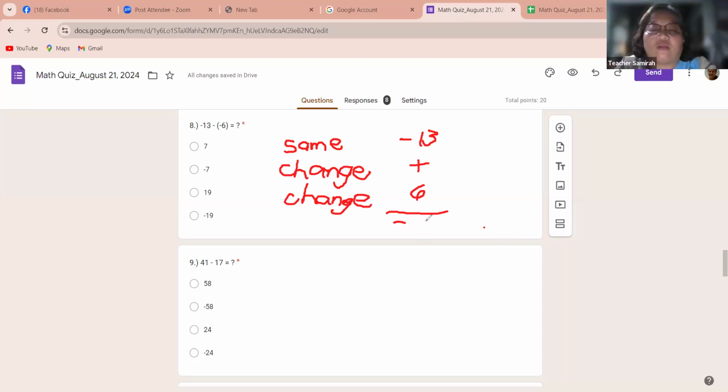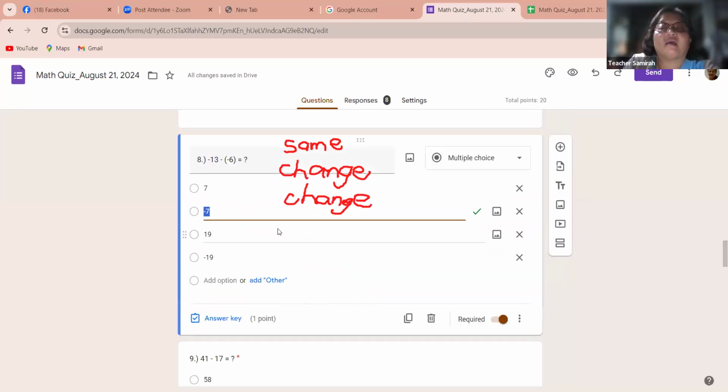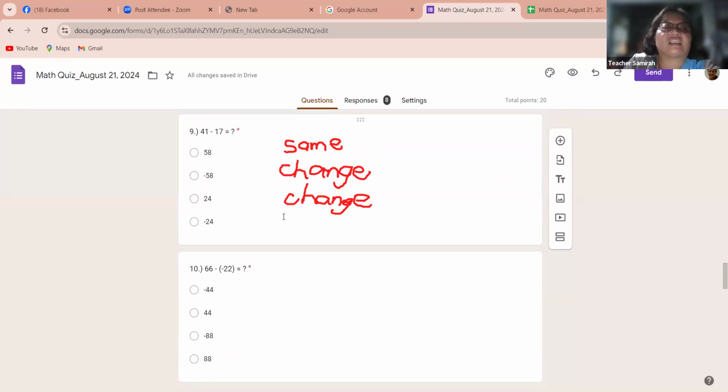Negative 7. So what will be our answer? Will it be positive 7 or negative 7, 19 or negative 19? Negative 7. Okay, let us see if we got the correct answer. Negative 7. Very good. Okay, next.